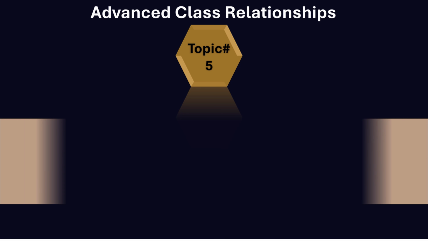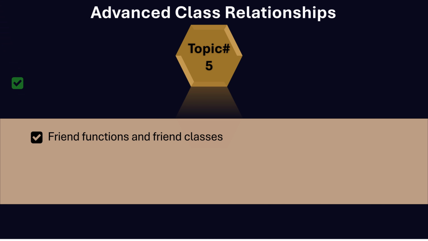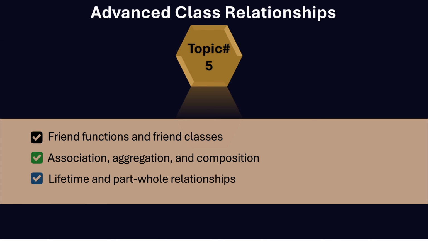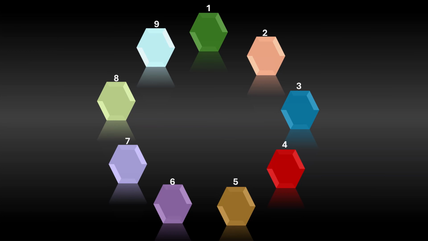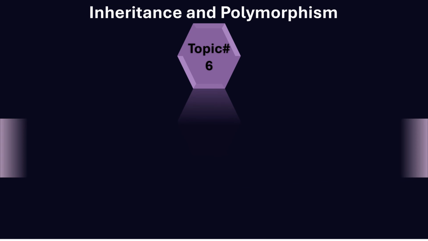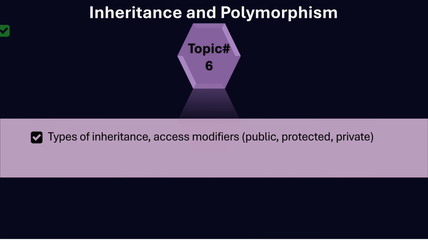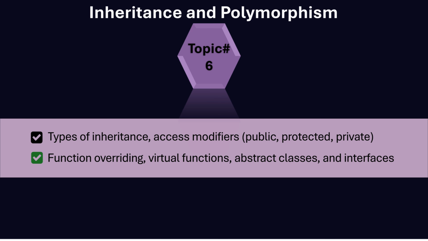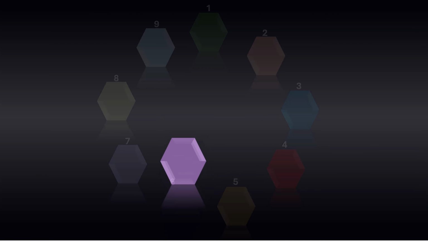Then we will switch to advanced class relationships. You will learn about friend functions, association, aggregation, and composition, and how they define relationship between the classes. Then we will learn about inheritance and polymorphism. You will dive into inheritance, function overriding, virtual functions, polymorphism, exploring abstract classes and interfaces.